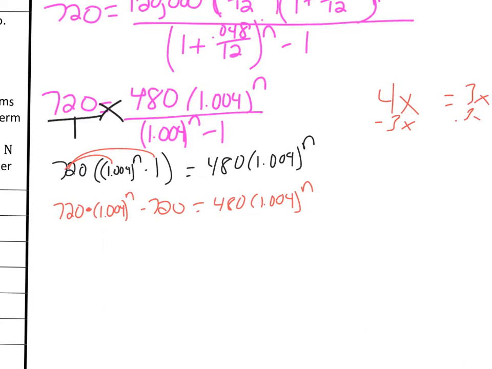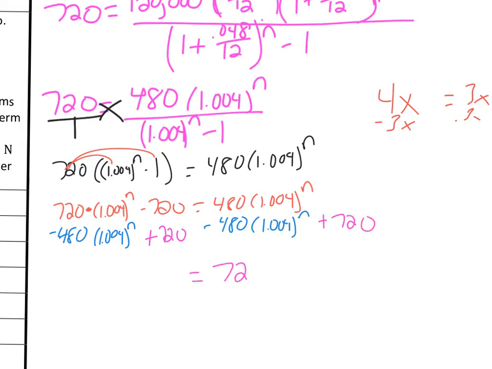So I need to subtract off the 480, 1.004 to the power n. And at the same time I do that, I'm going to add the 720 over, because I know that's supposed to be on this side over here, so plus 720. So now I get 720 on the right, and when I do my 720 minus my 480, it's like 720 x's minus 480 x's, right? I'm going to end up with 240 of those same things. So I get 240 of the 1.004 to the power n's.